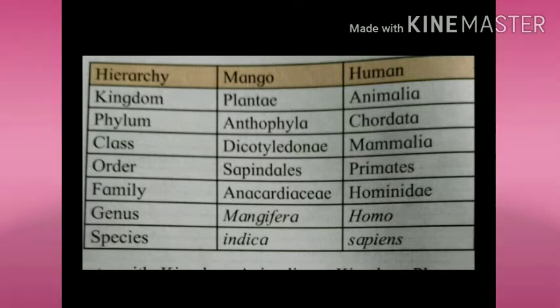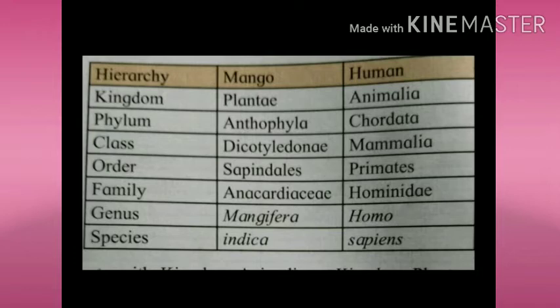All living organisms are classified into groups based on very basic shared characteristics. The classification of living things includes 7 levels: kingdom, phylum, class, order, family, genus, species. Now we read the hierarchy. Kingdom, phylum, class, order, family, genus and species.